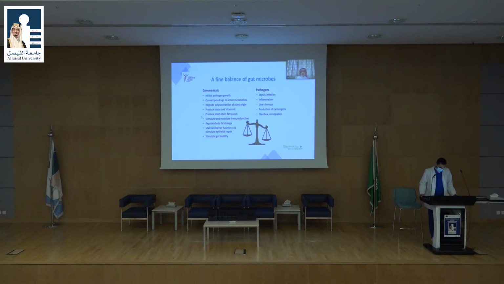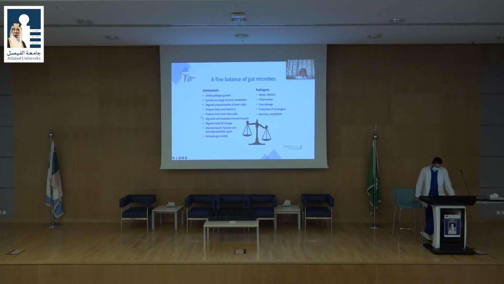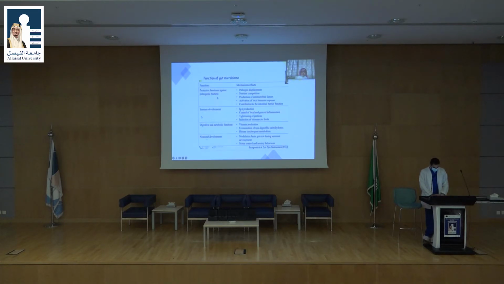To summarize the gut microbiome, there is a fine balance between what the pathogens do as compared to the common cells. The common cells of the human microbiome inhibit pathogen growth, convert raw drugs to active metabolites, so it even helps with our medication consumption. It degrades the polysaccharides of plant origin, it produces folate and vitamin K, it produces short-chain fatty acids, which I already mentioned the importance of, and so on. While the pathogens, we know, lead to sepsis, infection, inflammation, and damage of the organs. So there are protective functions against pathogenic bacteria in this microbiome.